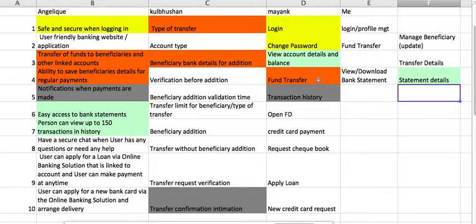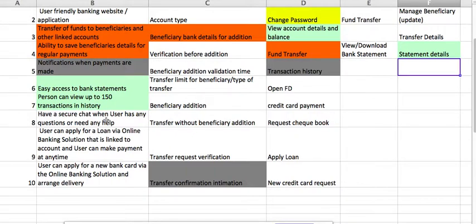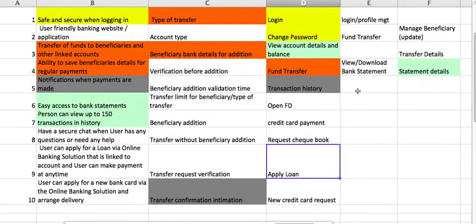Next we talk about easy access to bank statement. You have a secure chat with the user, chat when the user has any questions or needs help. Okay, here it is, nobody has mentioned. User can apply for a loan. Now it is a loan application, loan apply. Is it mentioned anywhere here? No. So basically another functionality can be loan apply.